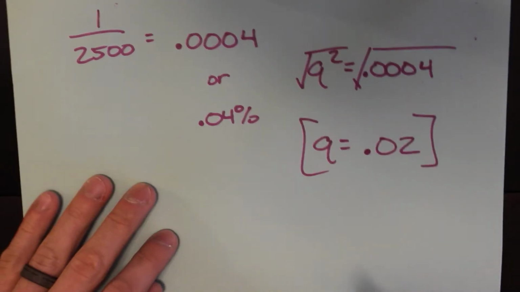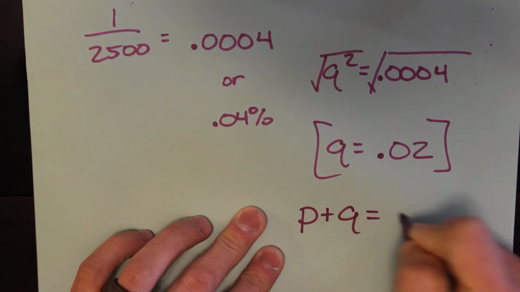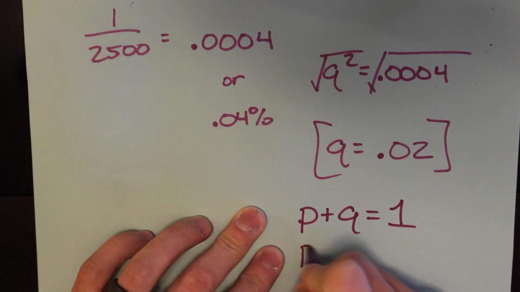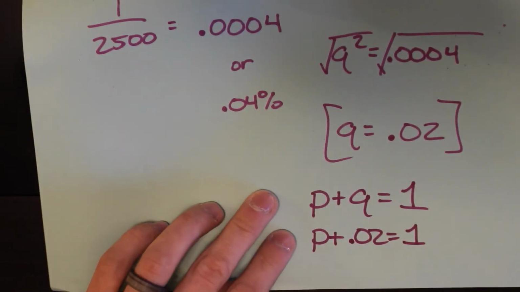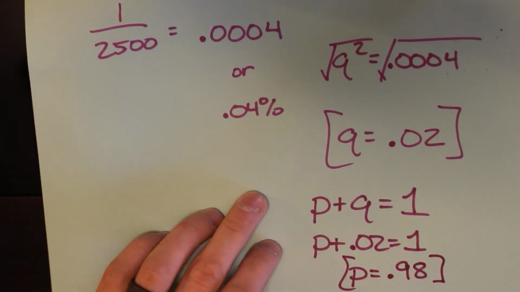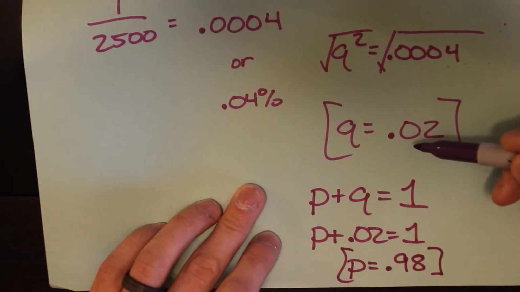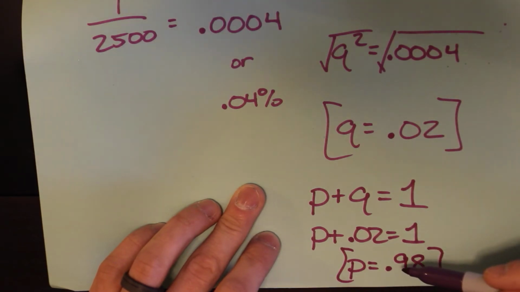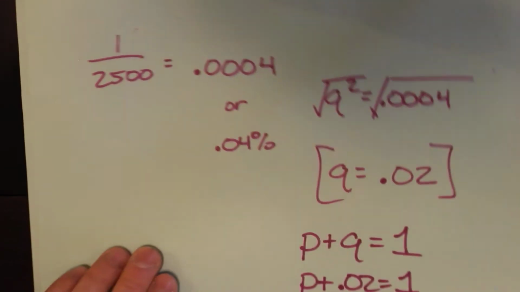Now from here, what we can do is calculate our dominant allele, because we know p plus q equals 1. p plus 0.02 equals 1. And then with that, just subtract 0.02, and we get p is 0.98. All right, so that's part A and that's part B. Part A, q equals 0.02. Part B, p equals 0.98. So nothing too crazy there.